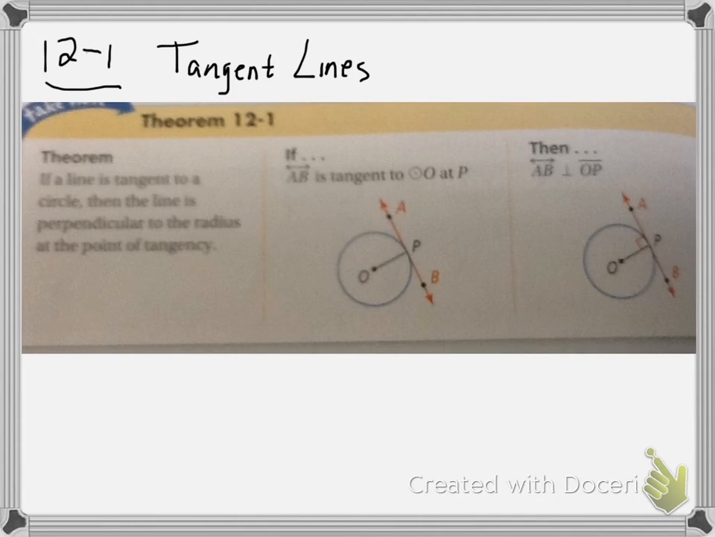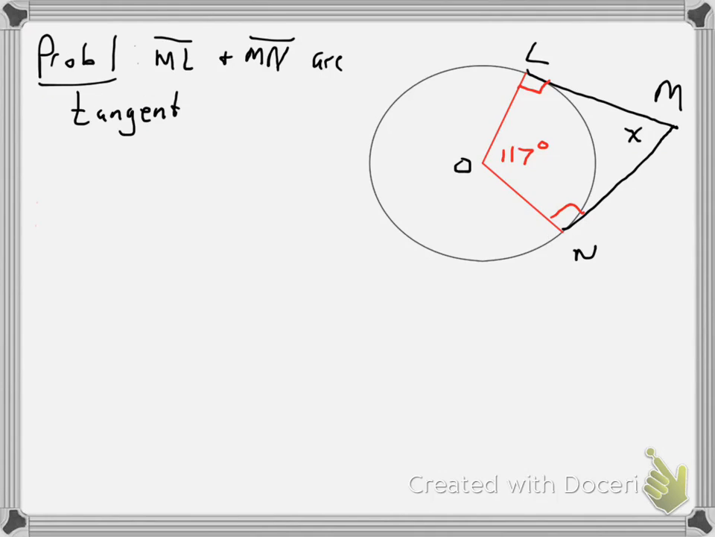12.1 is about tangent lines, and this theorem talks about if AB is a tangent to O at point P, so AB tangent to the circle, you know that OP is perpendicular to AB, so it forms a 90-degree angle. So when we look at problem 1 here, they tell us that ML and MN are tangent, giving us the fact that those are right angles.